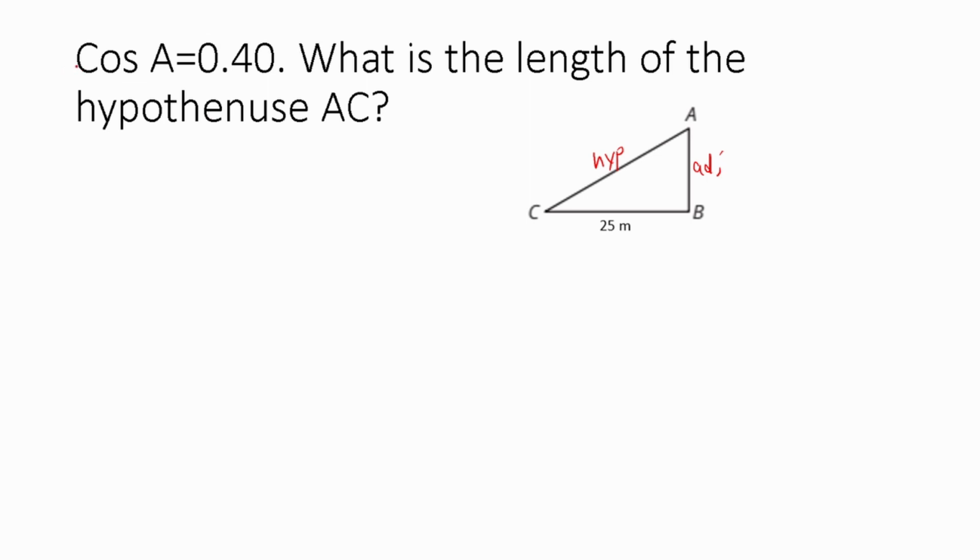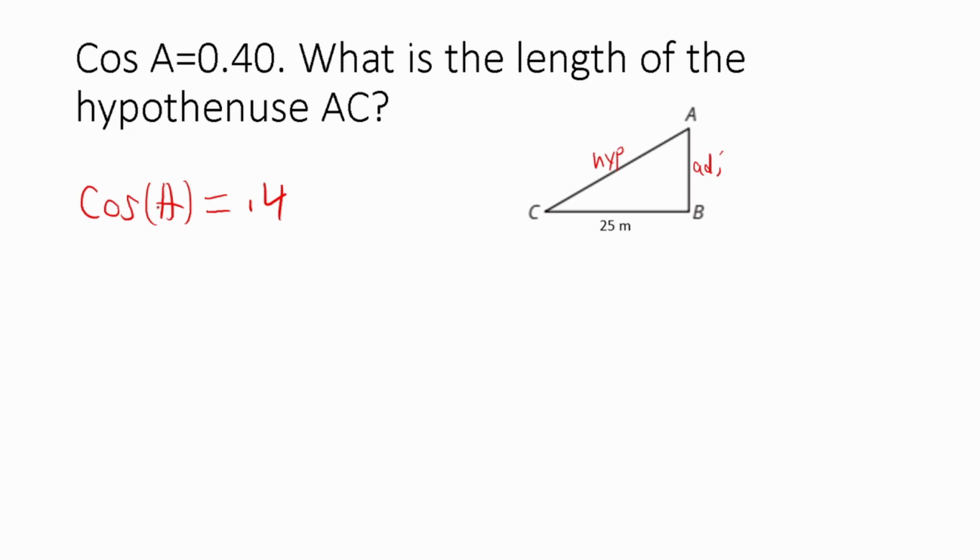But we're also told that the cosine of A is 0.4, which is going to give us some information here, right? Why is that going to give me some information? Because we might not know any sides, but this can help us find the measure of A. So let's rewrite this. The cosine of angle A equals 0.4.